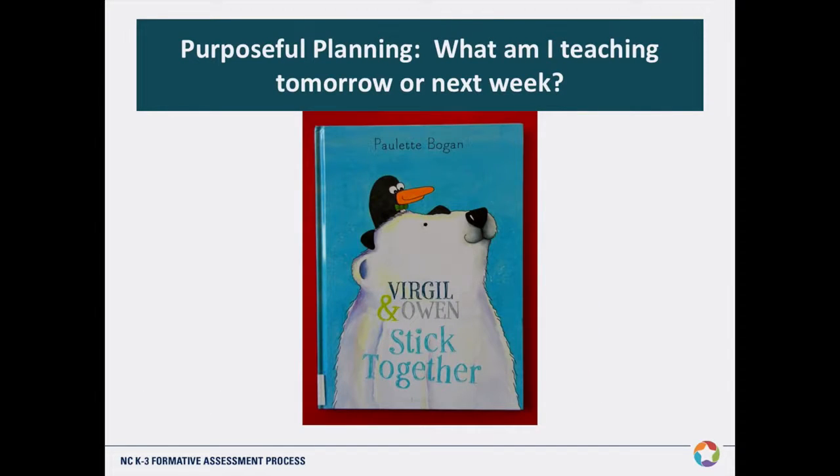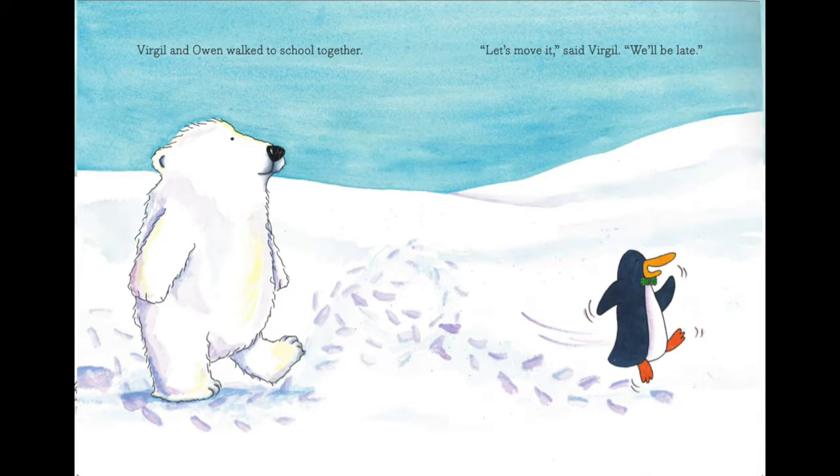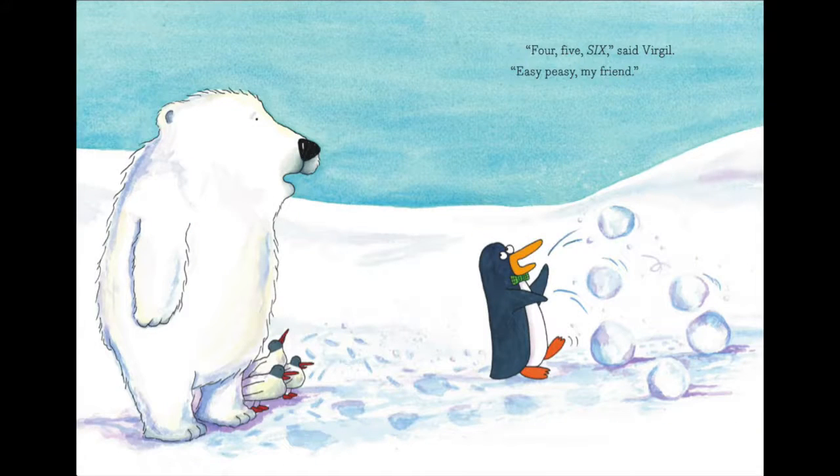So when we talk about purposeful planning, this is what we mean. I can start by asking, what am I teaching tomorrow or next week? Virgil and Owen Stick Together by Paulette Bogan is a story I would typically read in the beginning of the year to my students. It's a story about 2 good friends who go through a tough patch and ultimately build their friendship. I like this story for the beginning of the year because it provides a context in which students can identify and discuss the emotions of the characters, and I can make connections to our classroom community and what it means to be a friend.